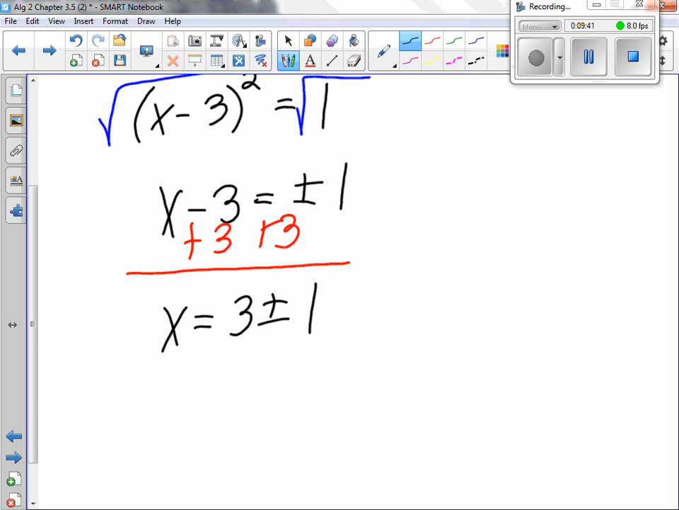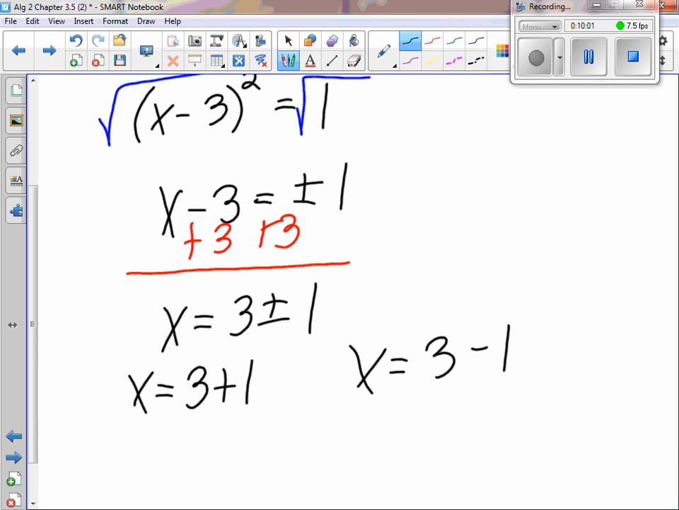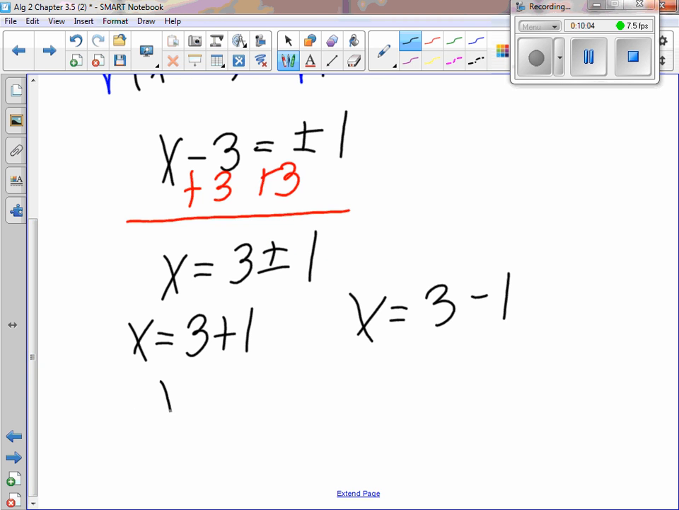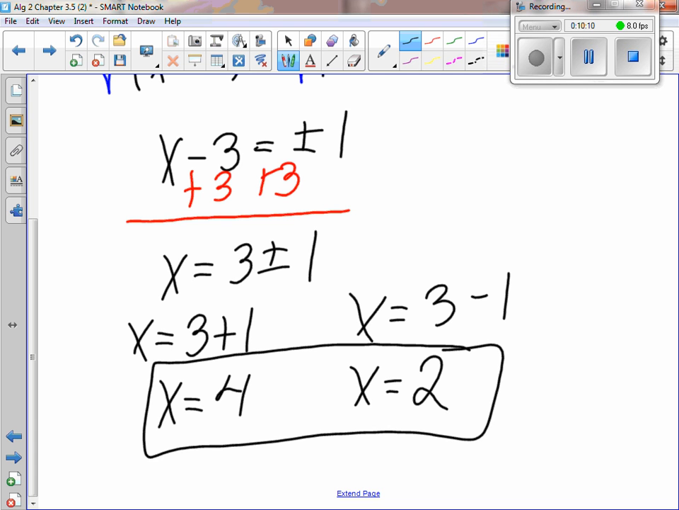Now, when you're solving these, the main question to ask yourself at this point is, can I add these two numbers together? Can I directly add them together? Because we can do 3 plus 1 and we can do 3 minus 1, yes? Okay, we need to simplify this. Well, 3 plus 1 is? 3 minus 1 is?